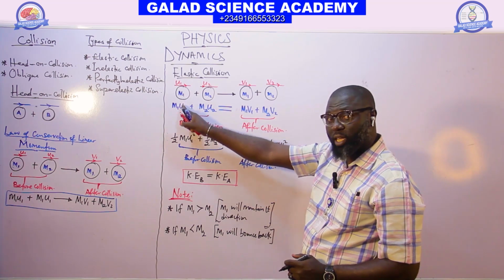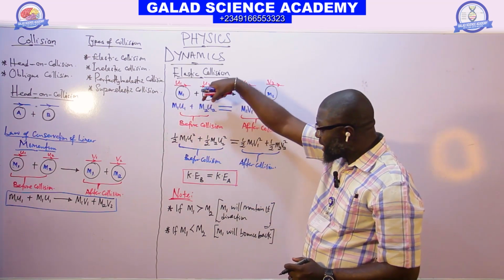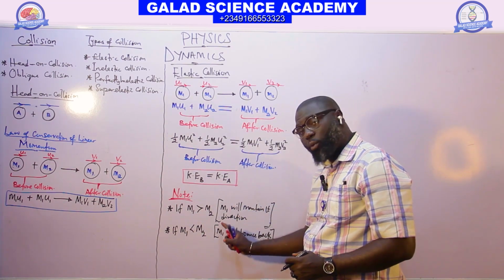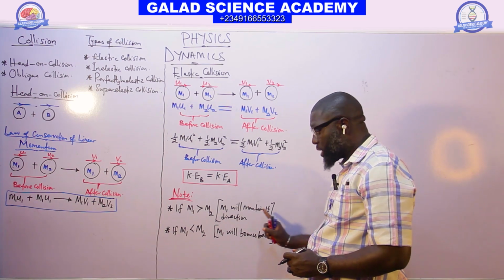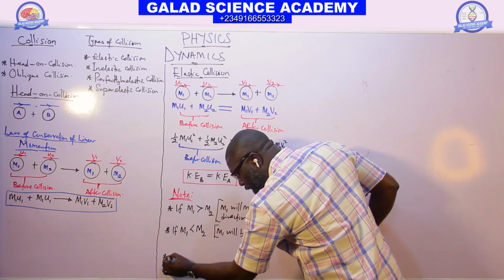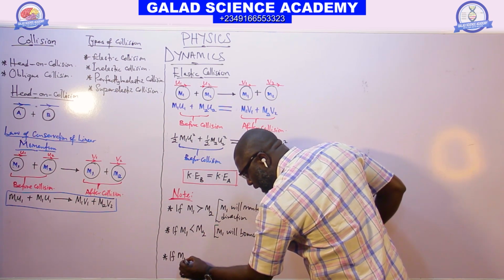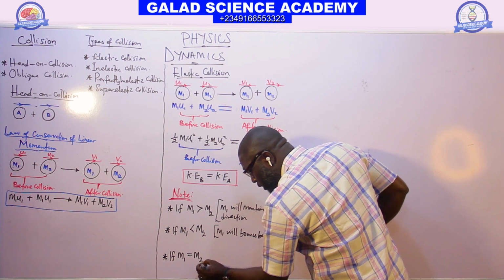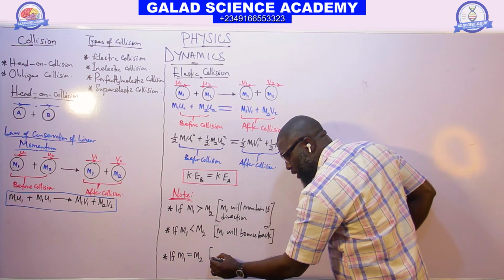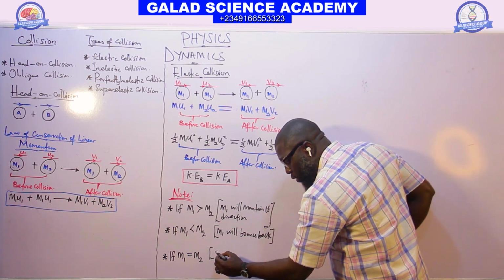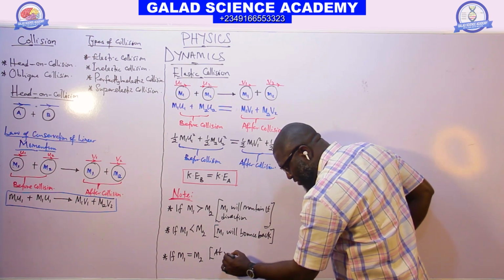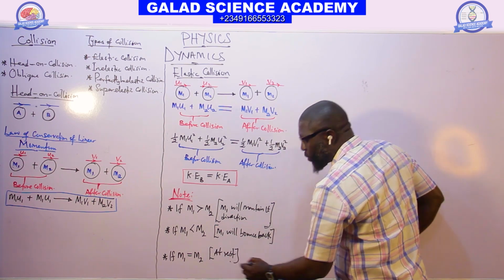But if the mass M1 is greater than mass M2, the M1 will maintain its direction. But the third case is if mass M1 is equal to M2. The two bodies will be at rest after collision.